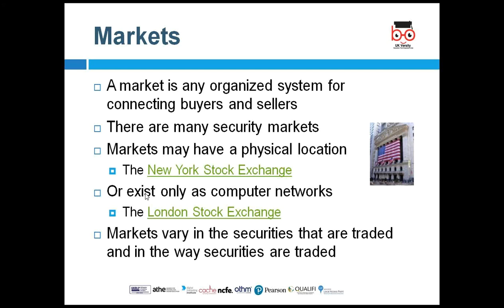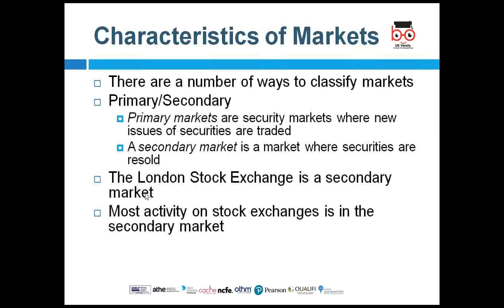So a market is any organized system for connecting buyer and seller. A market is a place where buyer and seller exchange something. Yes, we call it the market. There are many security markets. A market may have a physical location or exist only on a computer network. And markets vary in the securities they trade and in the way securities are traded.